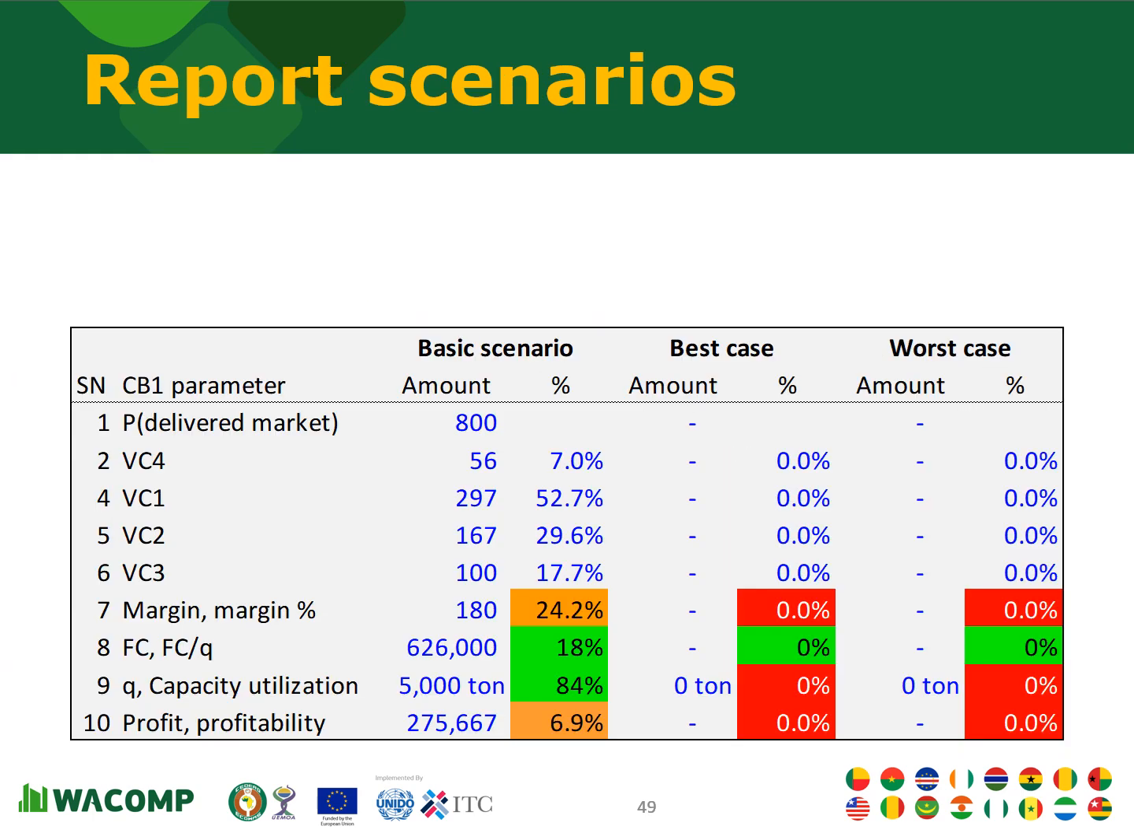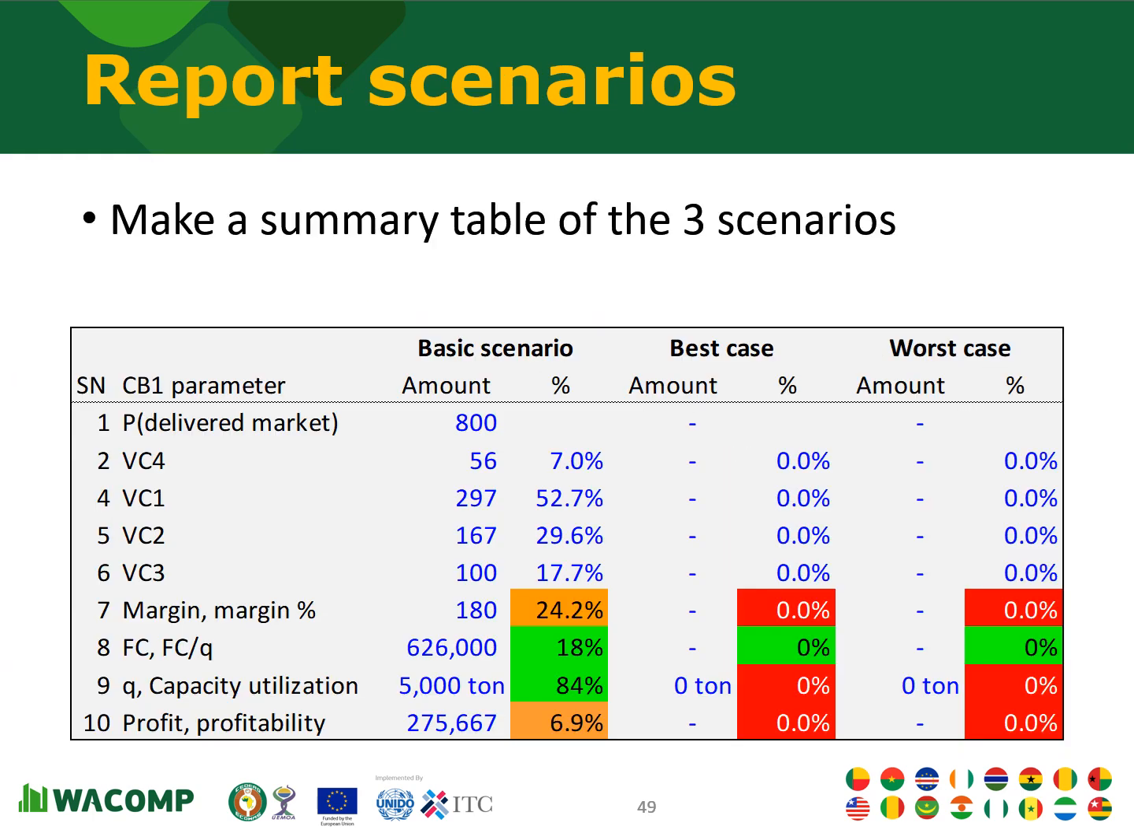You report these scenarios, and this is the summary table I talked about in the previous slide but now enlarged. You see you can compare the prices, VC, VC1, VC2, VC3, margin percentage, FC over Q, the quantity and the capacity utilization, profit and profitability for the 3 scenarios. Upload this file to your company folder with any comment that you have. We will then answer your questions individually.